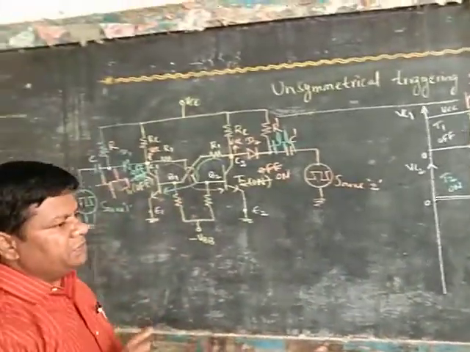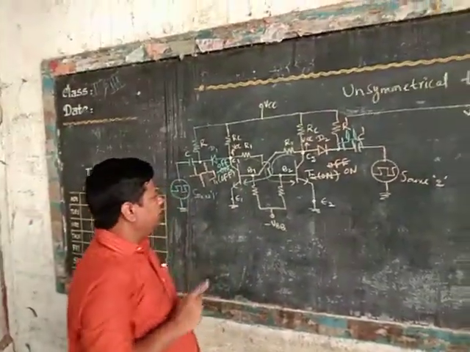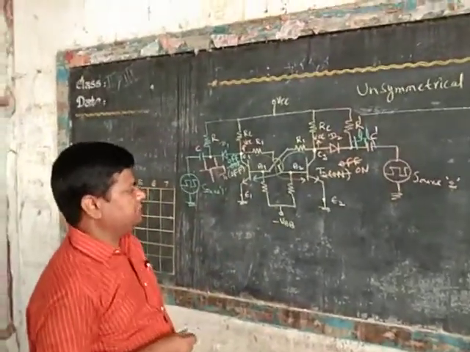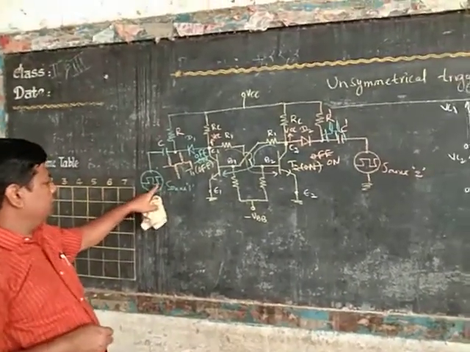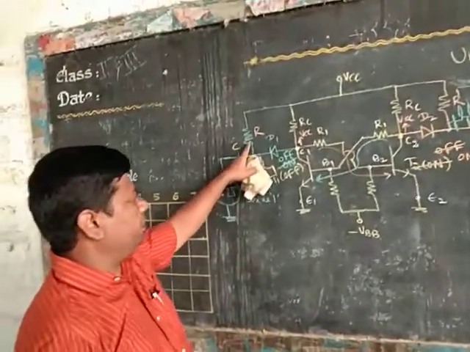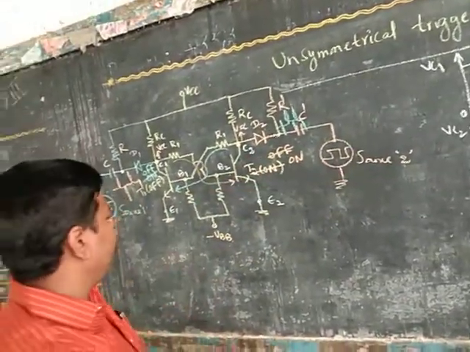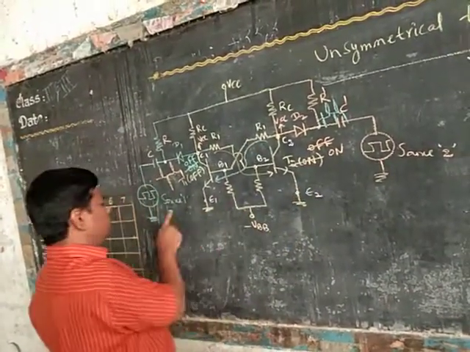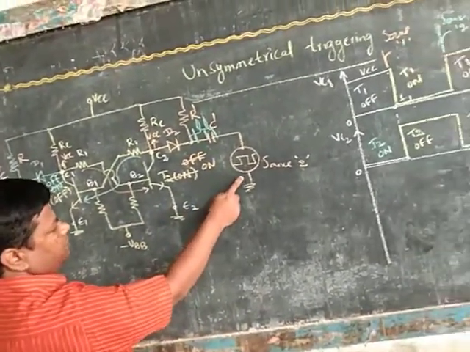Once again, in unsymmetrical triggering, we require two triggering sources. One triggering source for one transistor, another triggering source for another transistor. Here the triggering source consists of four elements. One is a voltage source, which generates a square wave, two capacitors and one diode. Here also the same arrangement. And one more important thing is these two are 180-degree phase shifted. Suppose source 1 is positive going, source 2 is negative going. If source 2 is positive going, source 1 is negative going.